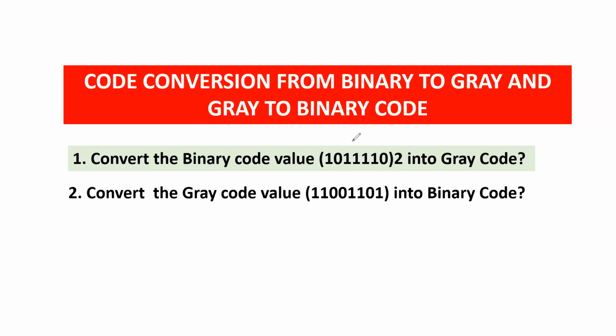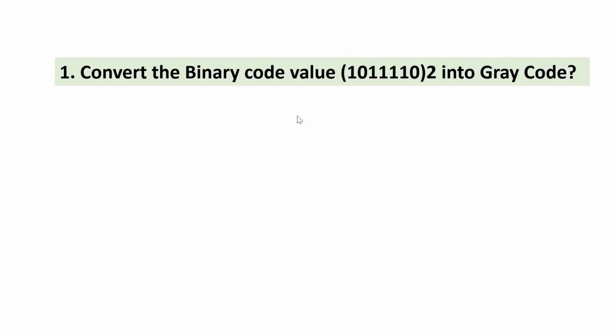Hello friends, in this video we will discuss the given problem: code conversion from binary to gray and gray to binary code. The first bit: convert the binary code value 1011110 with base 2 into gray code. The second bit: convert the gray code value 11001101 into binary code. Now let us take the first bit, convert the binary code value into gray code.